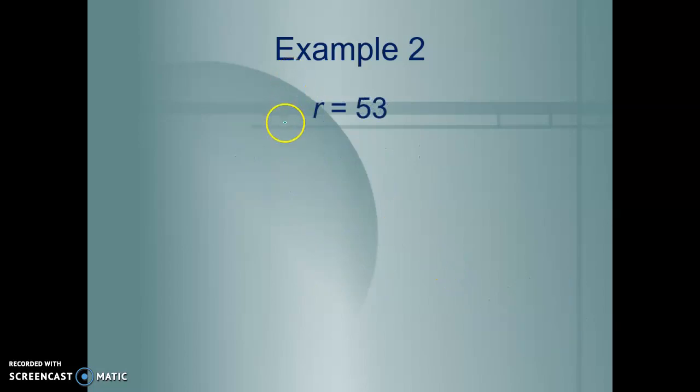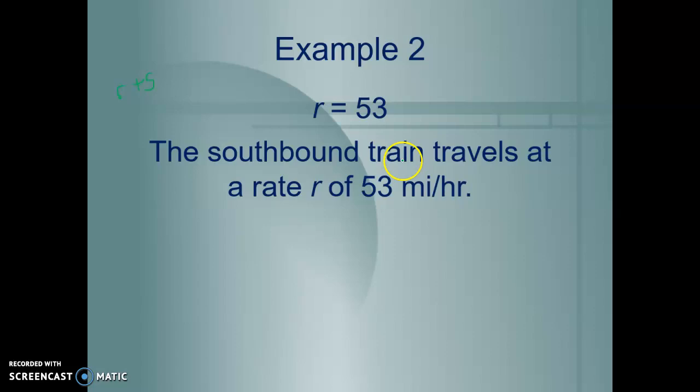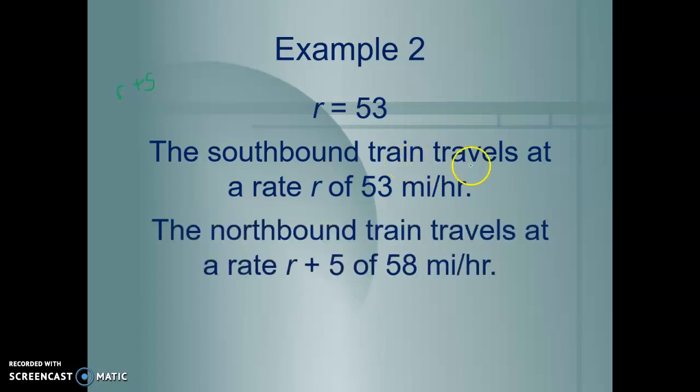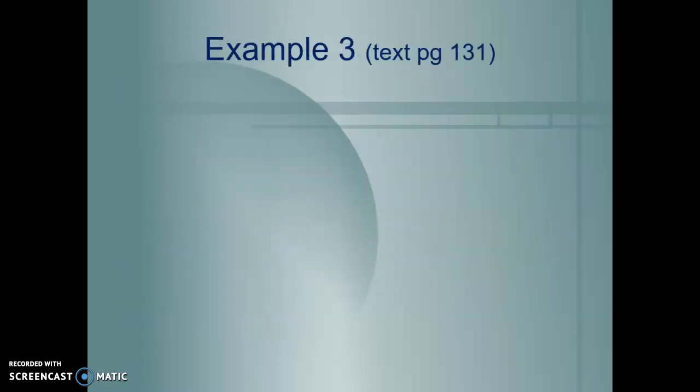Well, the faster train was just r plus 5, remember? It was the slower train plus 5 miles an hour faster. So if we plug that back into the equation, r plus 5 gives me 58 miles an hour. Now I know the rates of both trains. I can check this by plugging it back into my original d equals rt equation, and both of those do check. Example 3 on page 131 of your book, let's go ahead and read it.